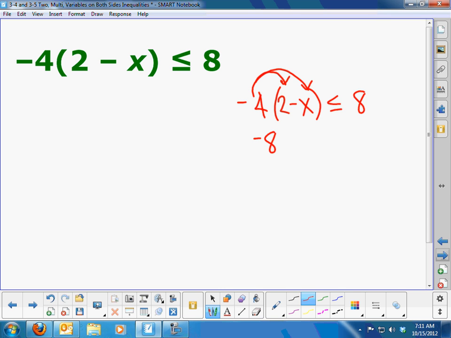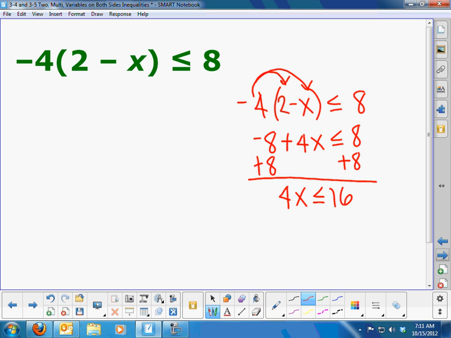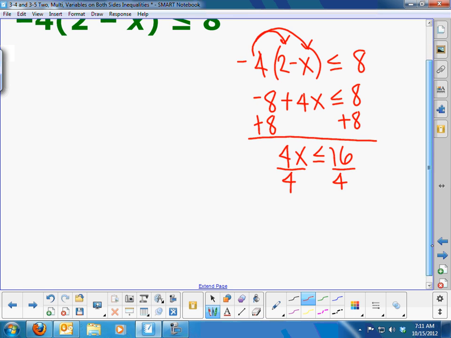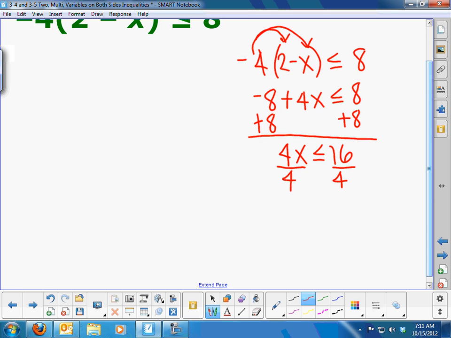Negative 4 times a negative x, negative times a negative gives me a positive 4x, is less than or equal to 8. Add 8 to each side. I'm trying to get that variable x all alone. So 4x is less than or equal to 16. 4 is being multiplied by x, so the opposite of that is to divide each side by 4. My 4's cancel, and I'm left with x is less than or equal to 4.